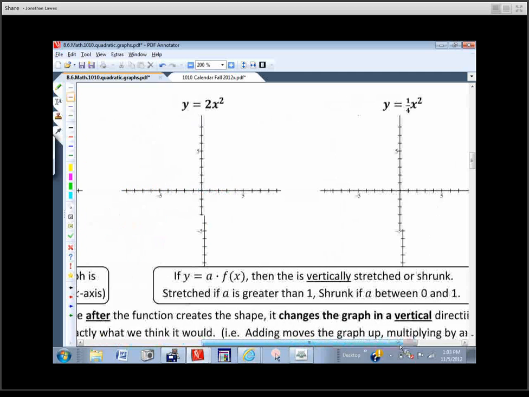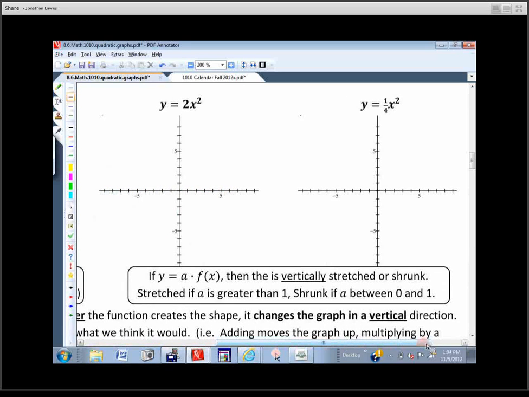Okay, let's take a look at the 2x squared, because this is where it gets kind of interesting. If I plug in a 0, I get out a 0, and then I multiply it by 2. So what's my answer there? 0. If I plug in a 1, 1 squared is 1, times 2, my function value is 2. If I plug in a 2, square that, I get 4, times 2, I get 8.